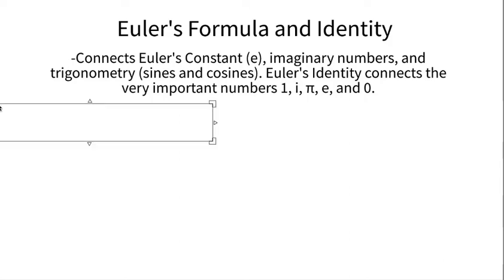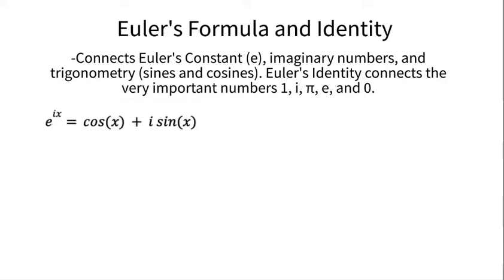So I'm going to start by giving you Euler's formula. e to the ix equals cosine of x plus i sine of x. As you can see here, we have e to the ix, e to the power, which has e in it, i times x, x is whatever number you want, and i is for imaginary numbers, and cosine of x plus i sine of x. And cosine and sine are from trigonometry, so it connects imaginary numbers, e to the power of something, Euler's constant, and trigonometry all in one equation.